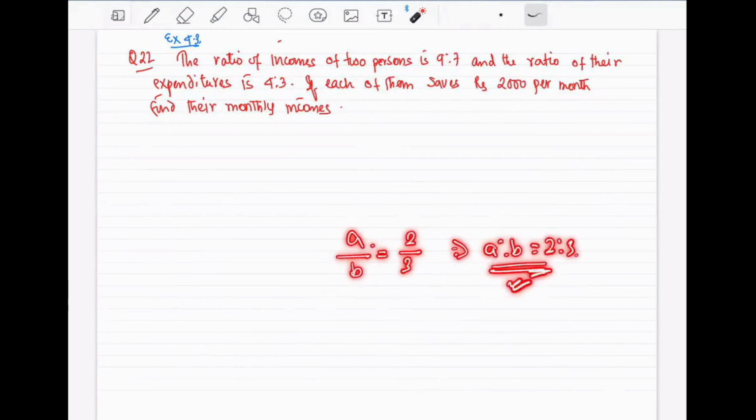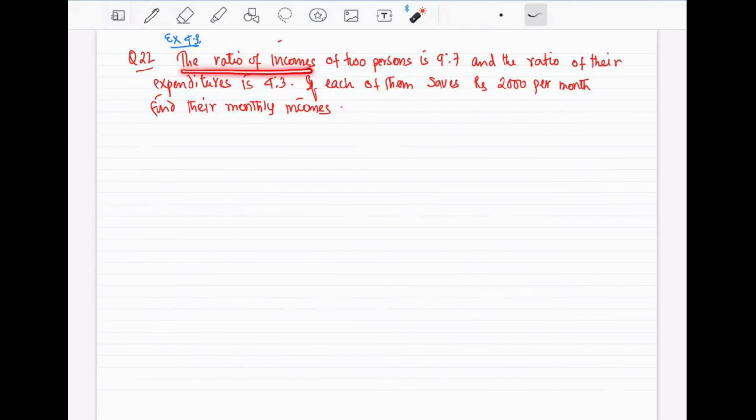I think you have already understood that part in class already. So let's see what the question is saying. The ratio of incomes of 2 persons is 9 ratio 7. So there are 2 persons. So if we take the income ratio, how much is it? 9 ratio 7. Ratio of their expenditure is 4:3. If each of them saves rupees 2,000 per month, find their monthly incomes. Okay. So there are 2 of them, right?